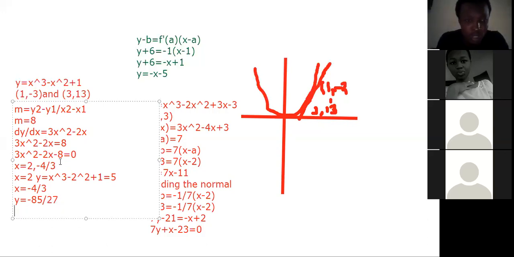And so now we can confidently write our coordinates, because we're asked to find the coordinates. Our first coordinate can be, in brackets, 2 and 5. And our second coordinate is negative 4 over 3, and negative 85 over 27.